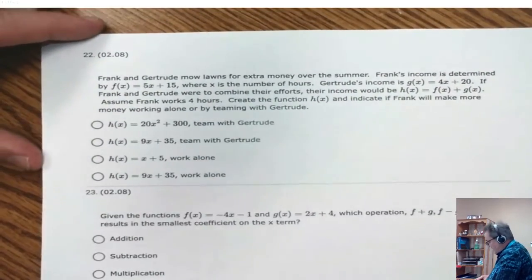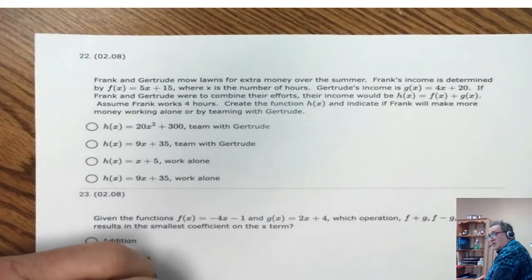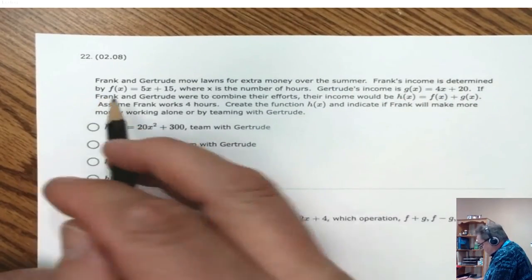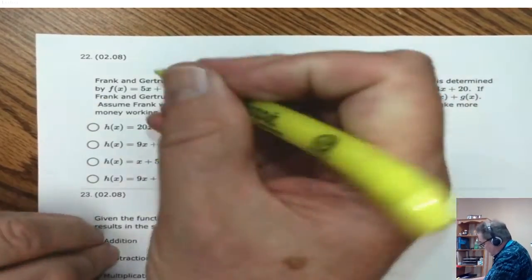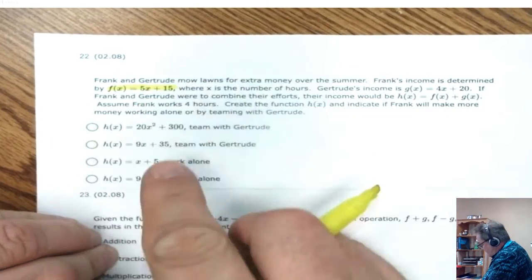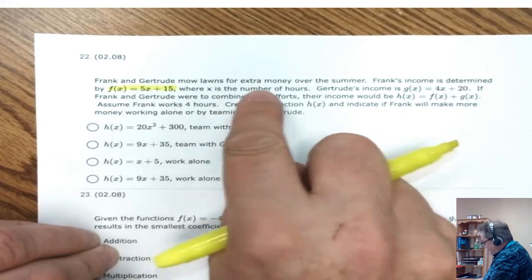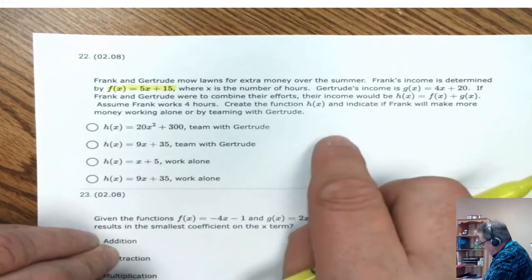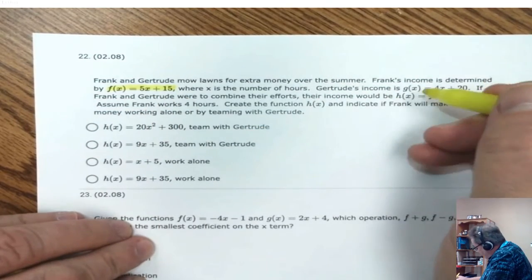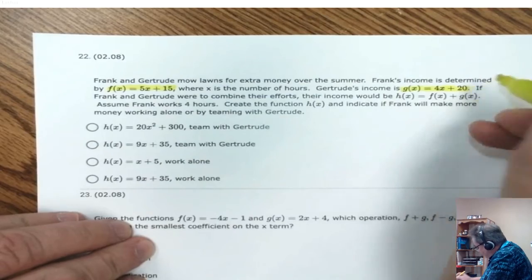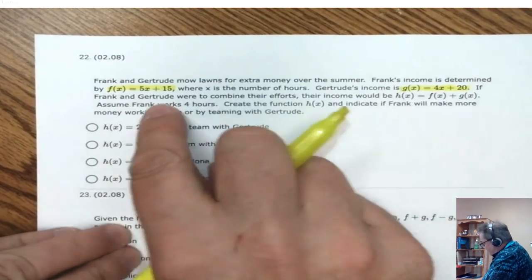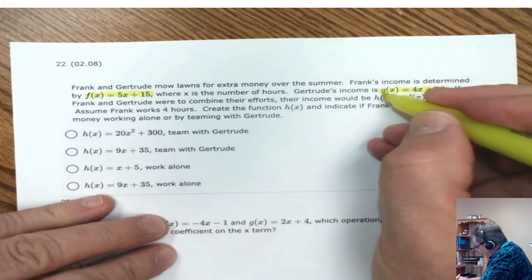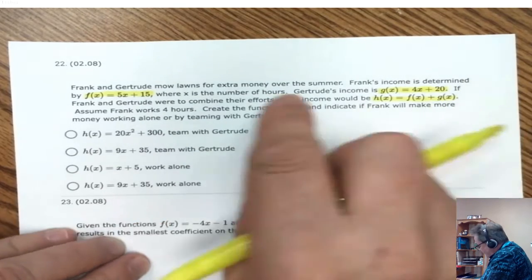All right, word problems. Frank and Gertrude mow lawns for extra money over the summer. Frank's income is determined by this. I'm going to highlight that so it doesn't get lost. f(x) equals 5x plus 15, where x is the number of hours, and that's how much money he makes, his income. Gertrude's income is g(x) equals 4x plus 20. If they combined their efforts, then h(x) would be adding those two together.